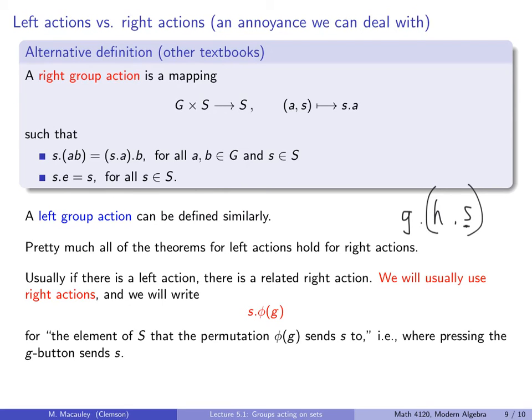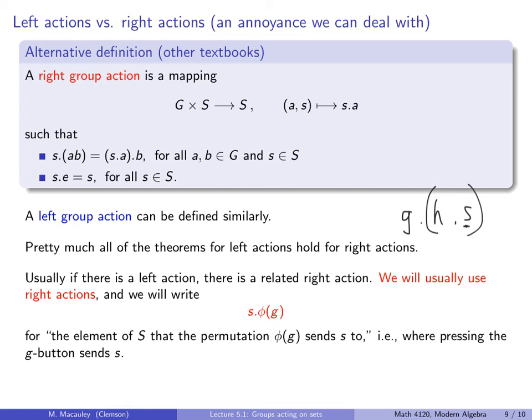And maybe that's not quite clear, but I encourage you to think about it. When we construct a Cayley diagram, we are multiplying things from left to right. A path in the Cayley diagram is what you get by reading your group elements from left to right. So I will usually write things like S dot phi of G to denote the element of S that the permutation phi of G sends S to.